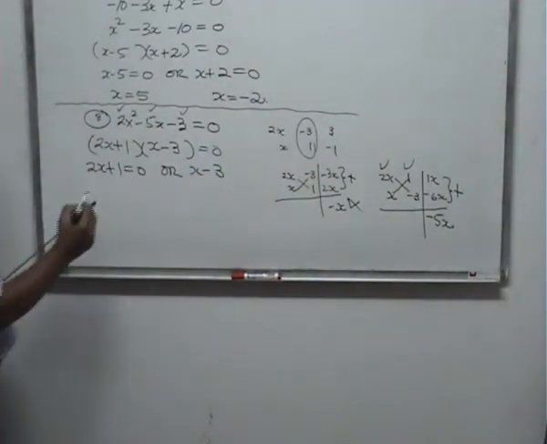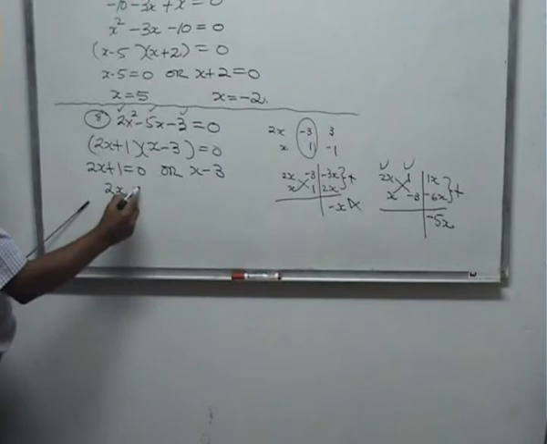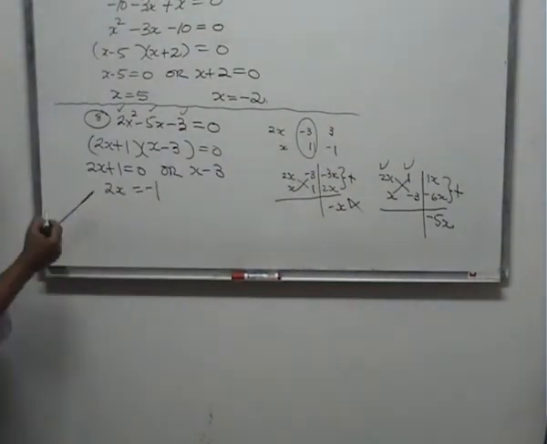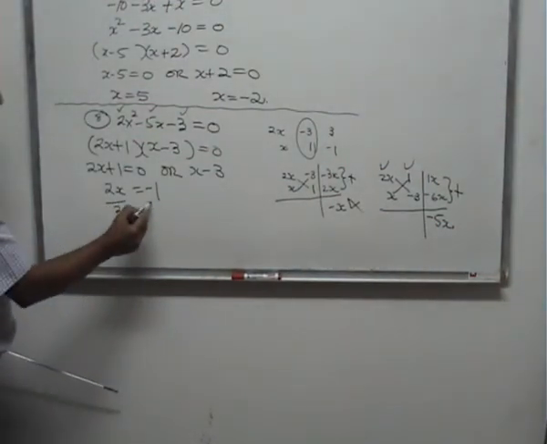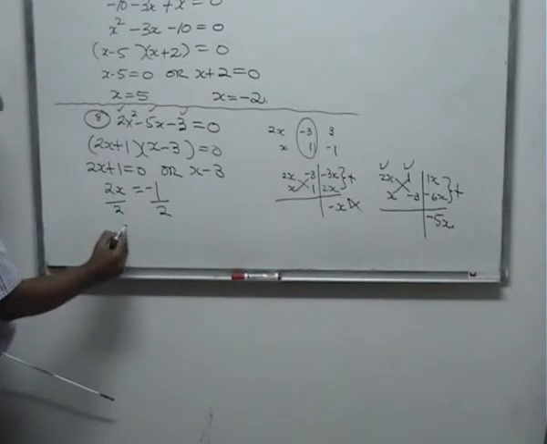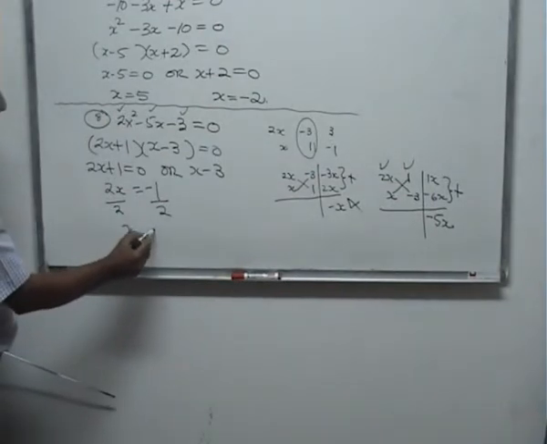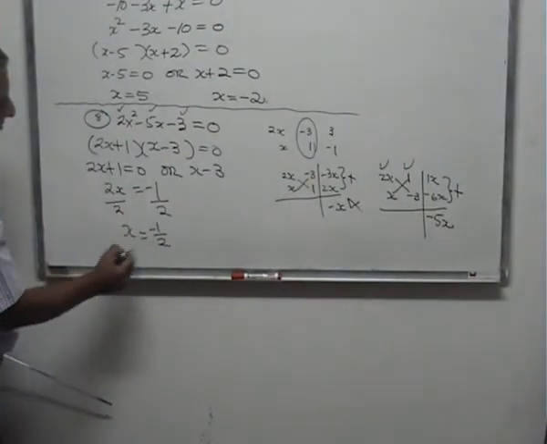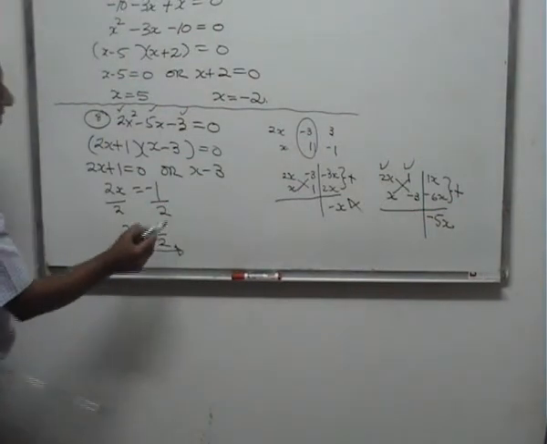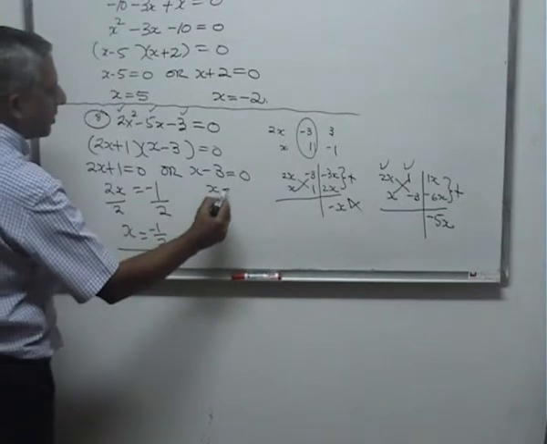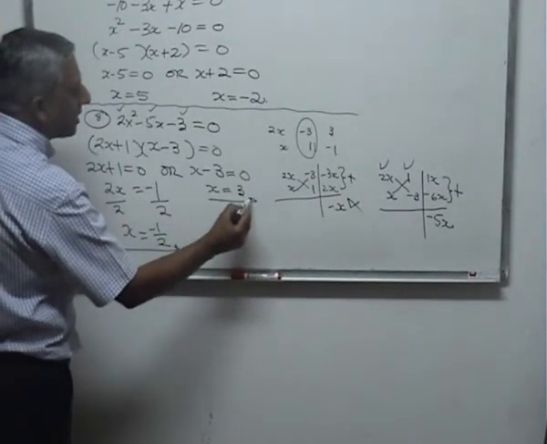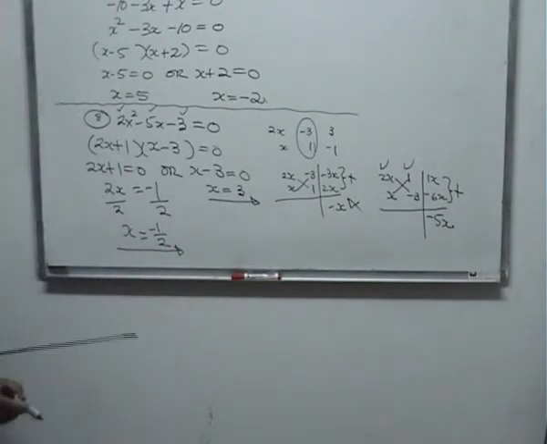Now watch. 2x is equal to minus 1. The 1 went across. Now it's not finished. I've got to divide by 2. So when I divide by 2, divide by 2, I'm left with x is equal to minus half. So that's one answer. And on this side we had x minus 3 equal to 0. So x is equal to 3. That's the other answer. Alright, so those are the examples for lesson 1.